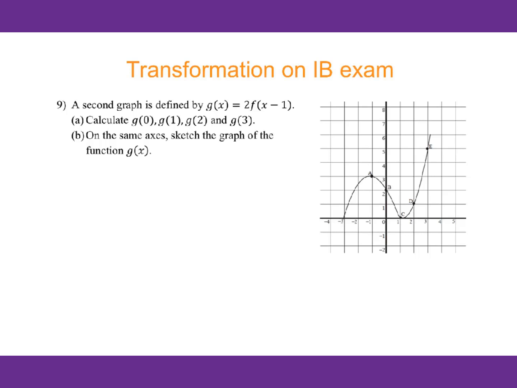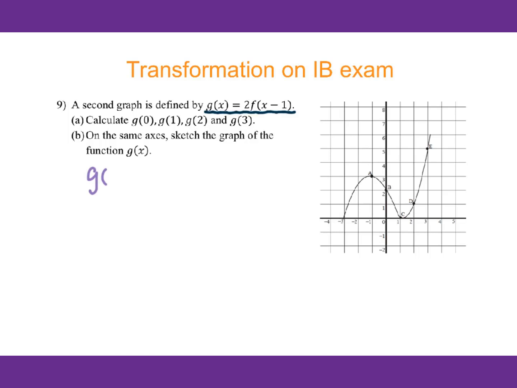Today's lesson is about transformation questions on the IB exam. A second graph is defined by g of x equals 2f of x minus 1. Calculate g of 0, g of 1, g of 2, and g of 3.